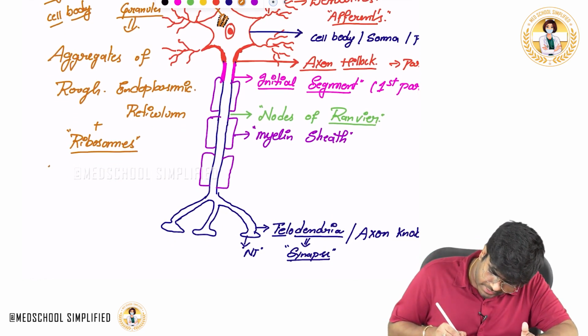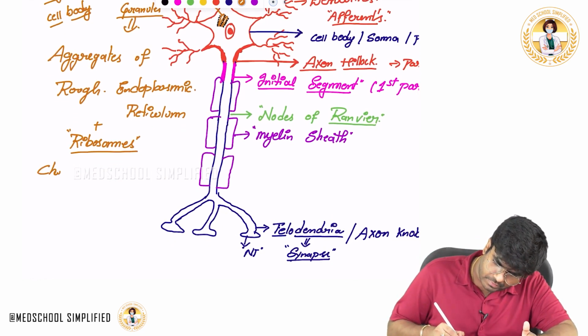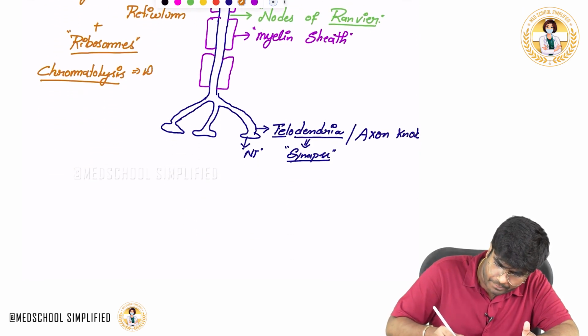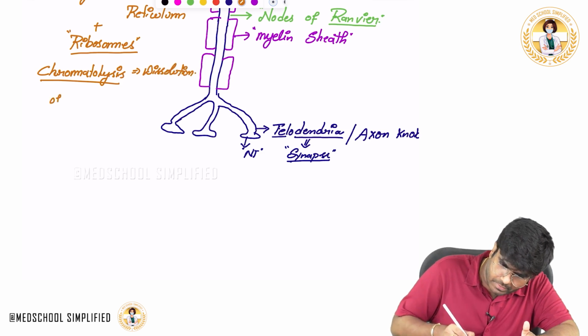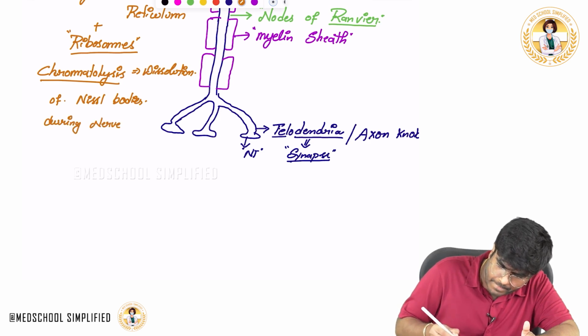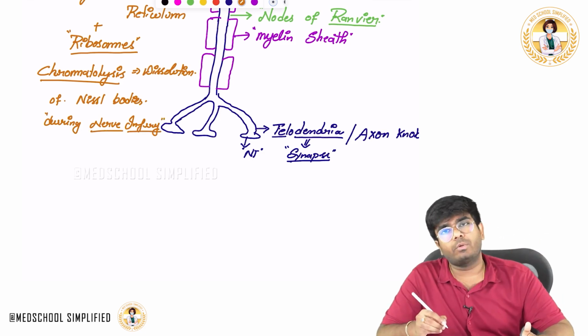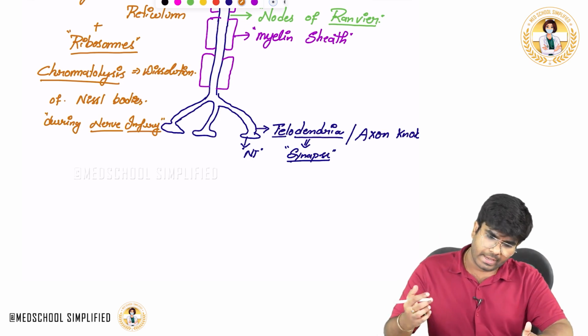Okay, let me write here. What exactly is chromatolysis? Chromatolysis means it's a dissolution of cell bodies during injury, during nerve or neuron injury. Okay, so during injury time there will be chromatolysis. That's the histological finding which you can have.